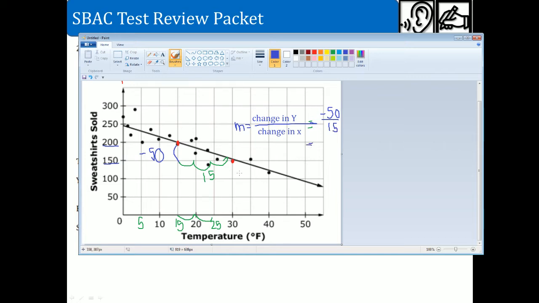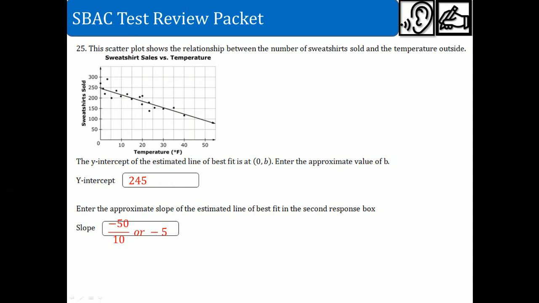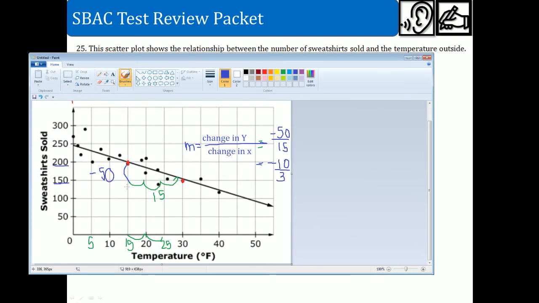This can be simplified to negative 10 over 3, if you simplify it with the value of 5. What was the slope that I used here? Ooh, I used negative 50 over 10, right? I think I only went up twice, right?